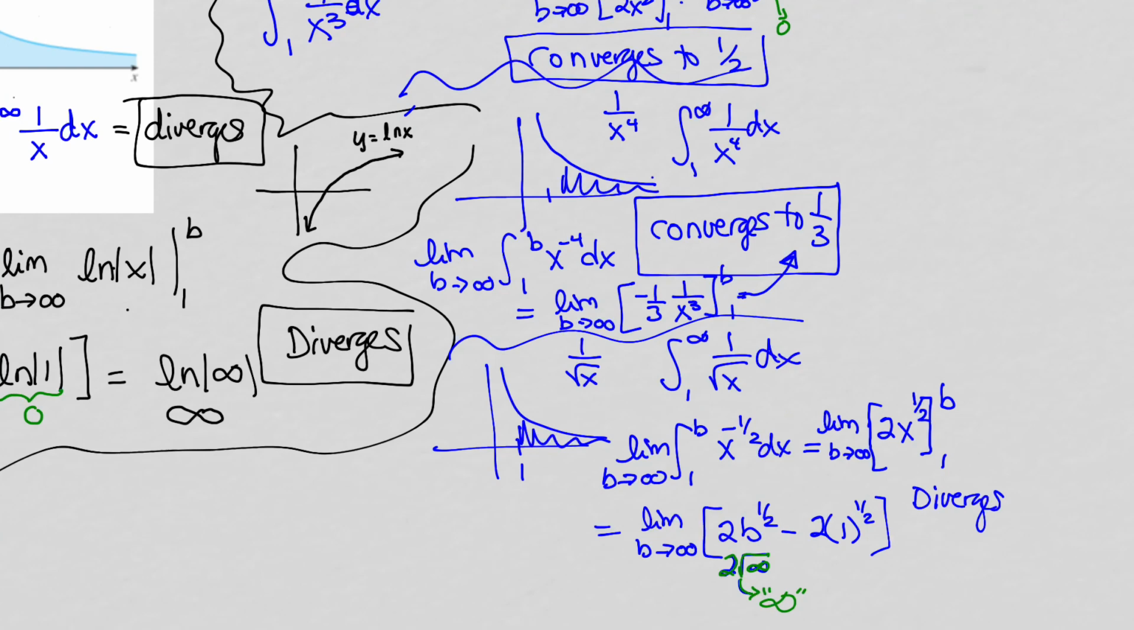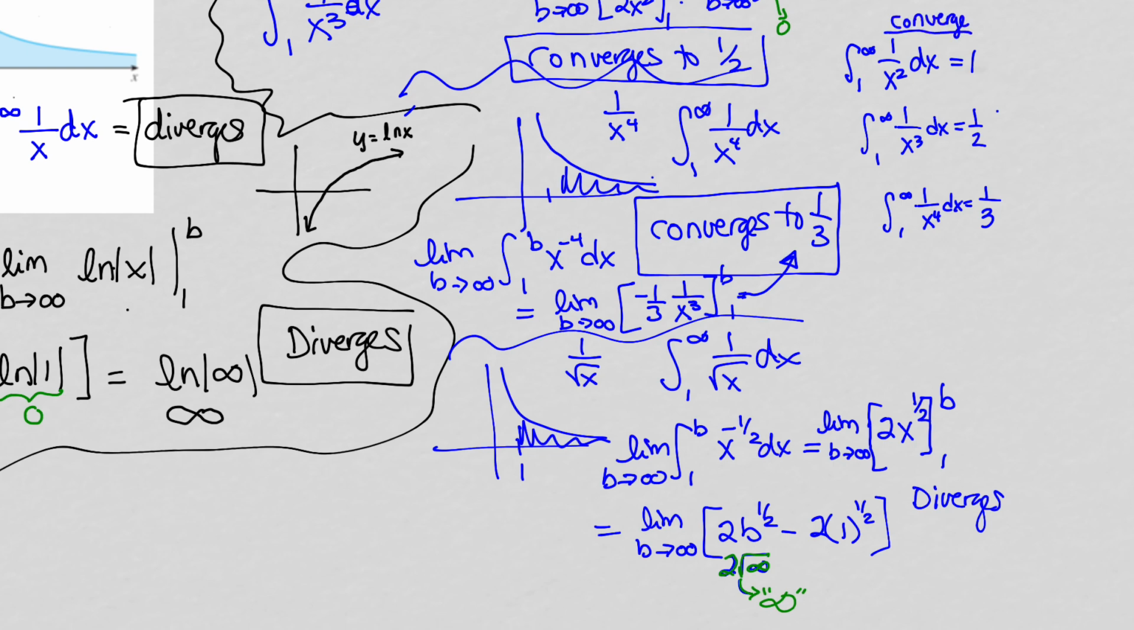All right, so what's our first summary? The first thing we recognized is there's a really cool pattern that evolves. 1 over x squared converges to 1. 1 over x cubed converges to 1/2. 1 over x to the 4th converges to 1/3. So I've got a really cool pattern emerging when looking at the area under these basic rational functions. All of these converge, even though they're improper integrals.